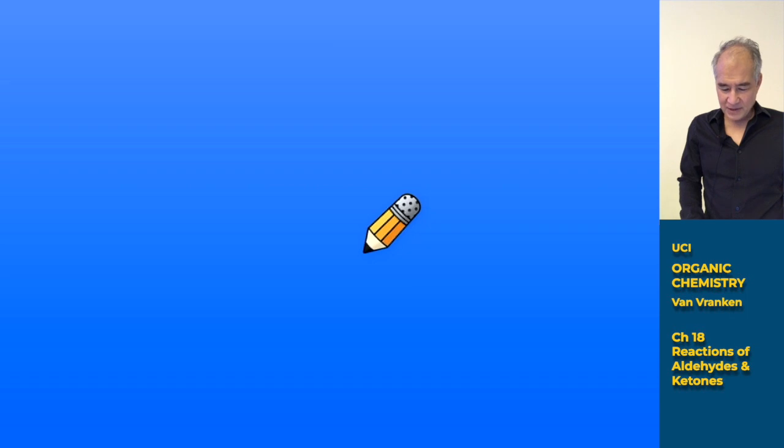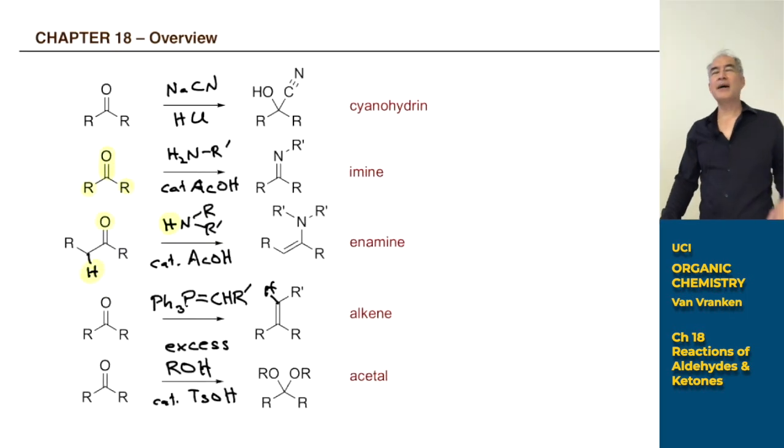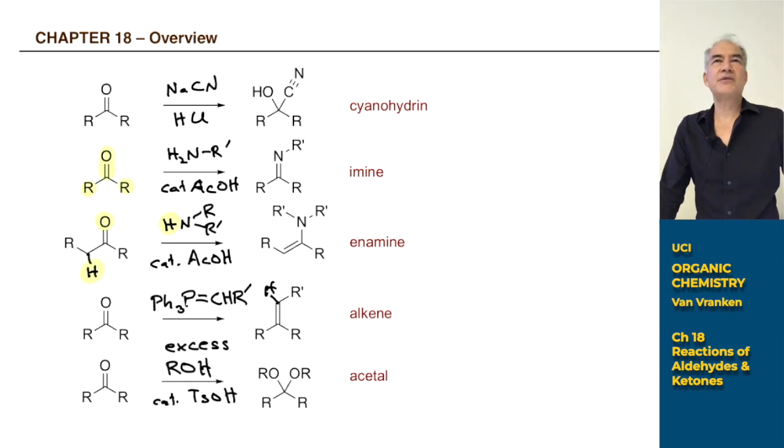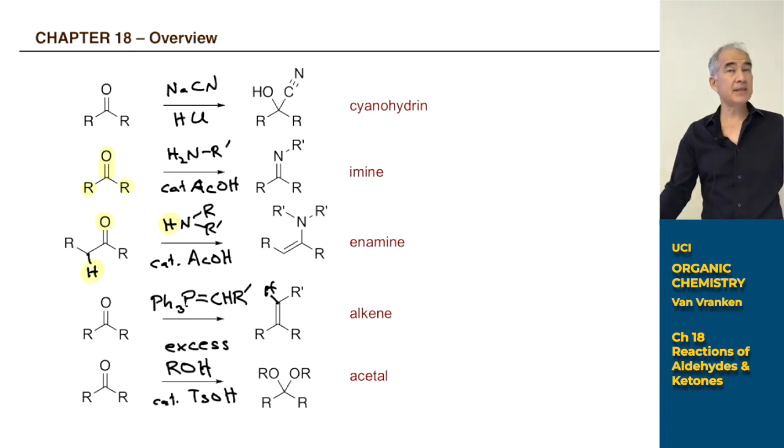Let me bring you back to where we're at right now in this chapter. It's chapter 18. I told you you have to memorize these 5 transformations. You just got to know the recipes for these. You've got to know how to make cyanohydrins, adding HCN across carbonyl groups. That's ketones and aldehydes. This chapter is ketones and aldehydes.